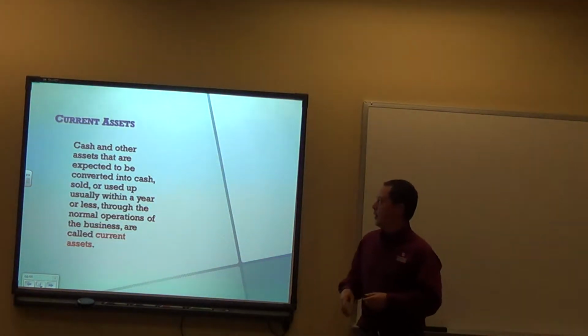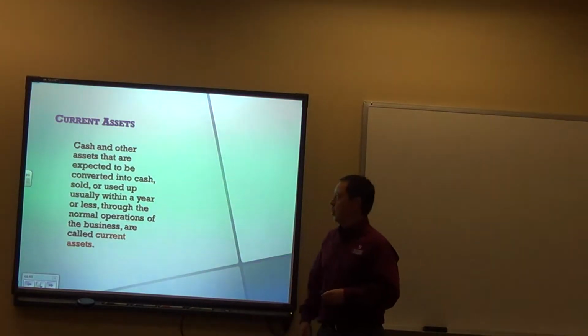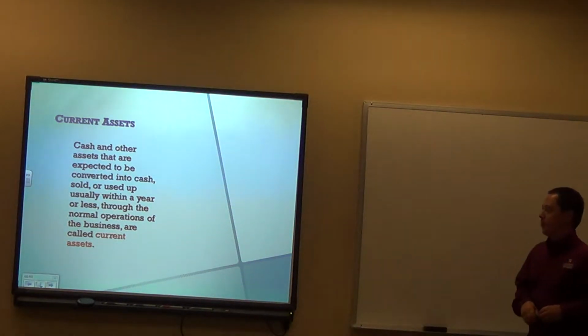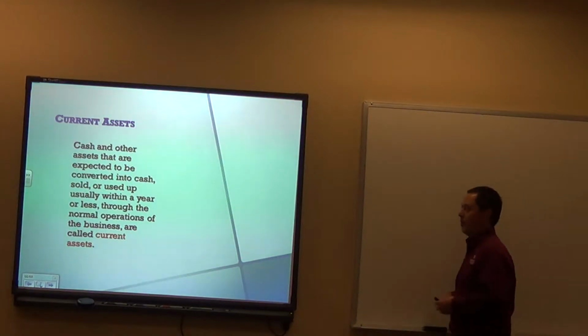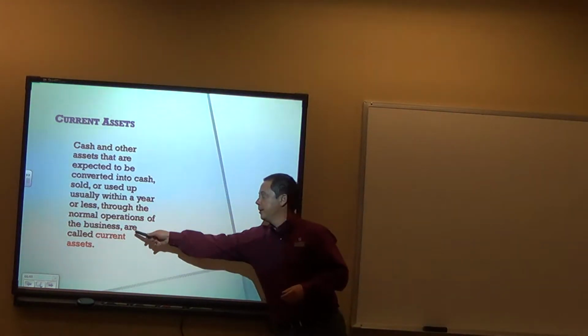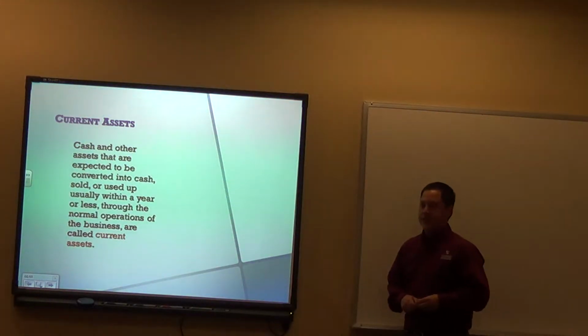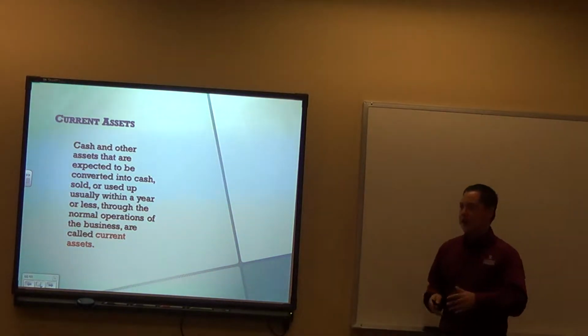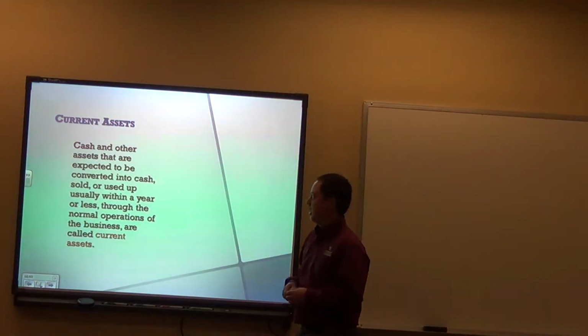Current assets are anything within a year. Basically, that's what we're looking at. Anything that is expected to be converted into cash or sold within the next year would be considered a current asset. Land and that type of stuff, typically not, unless we're planning on moving that quickly.